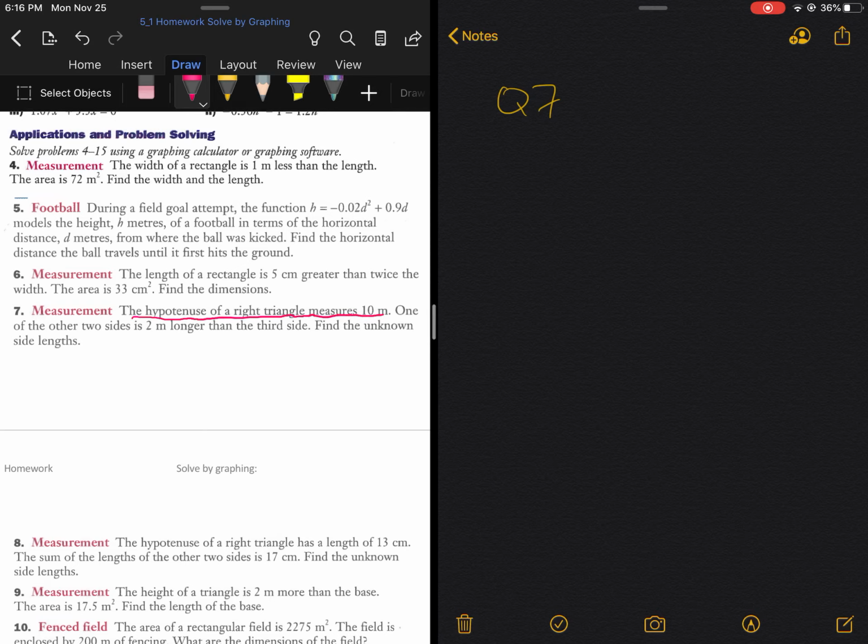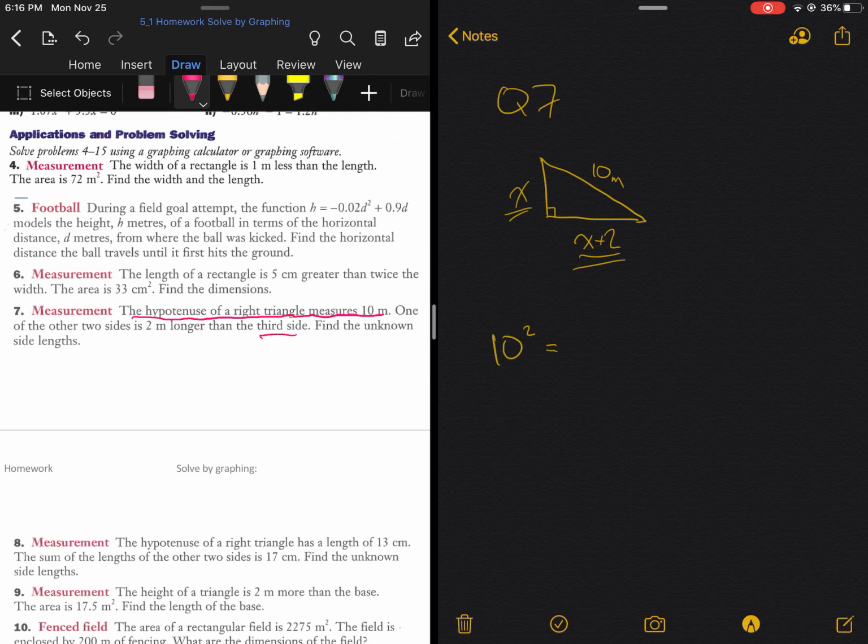Question 7. The hypotenuse of a right triangle measures 10 meters. So what does that mean? It means I have a right angle triangle. The hypotenuse is 10 meters. One of the other sides is 2 meters longer than the third side. So that's the longer side. It's 2 meters longer than the other side. Find the unknown side lengths. So the unknown side lengths are here and here.